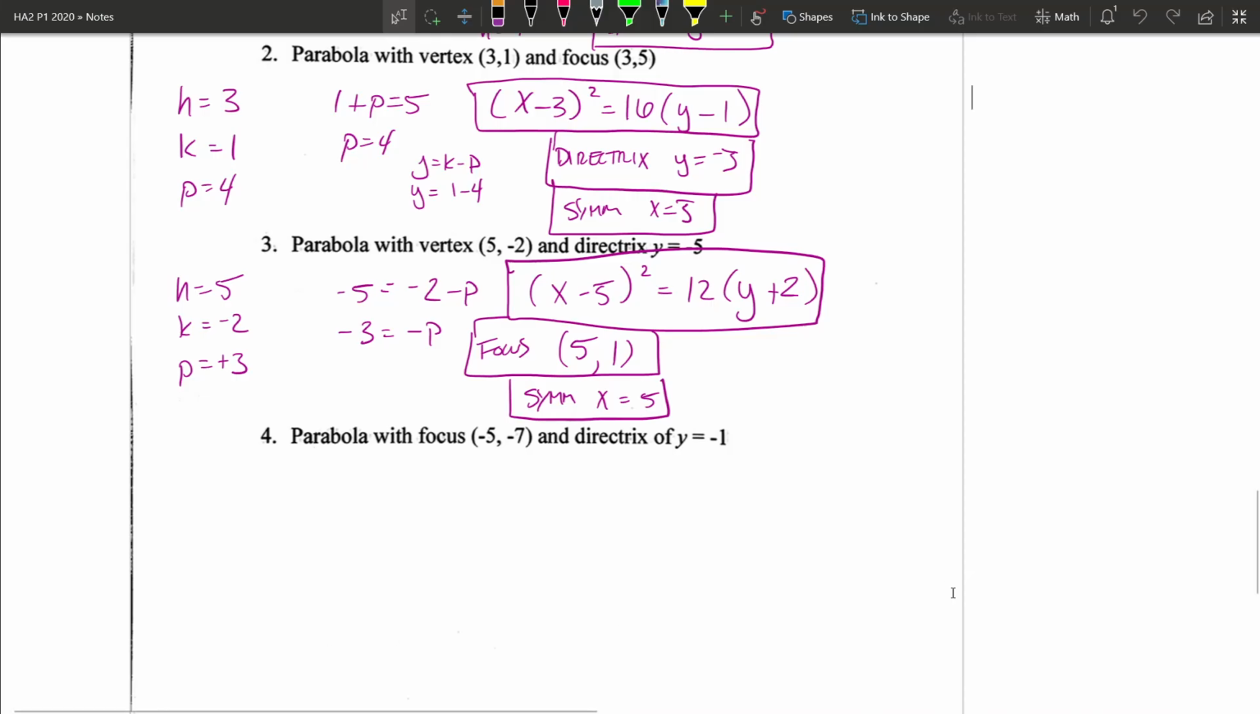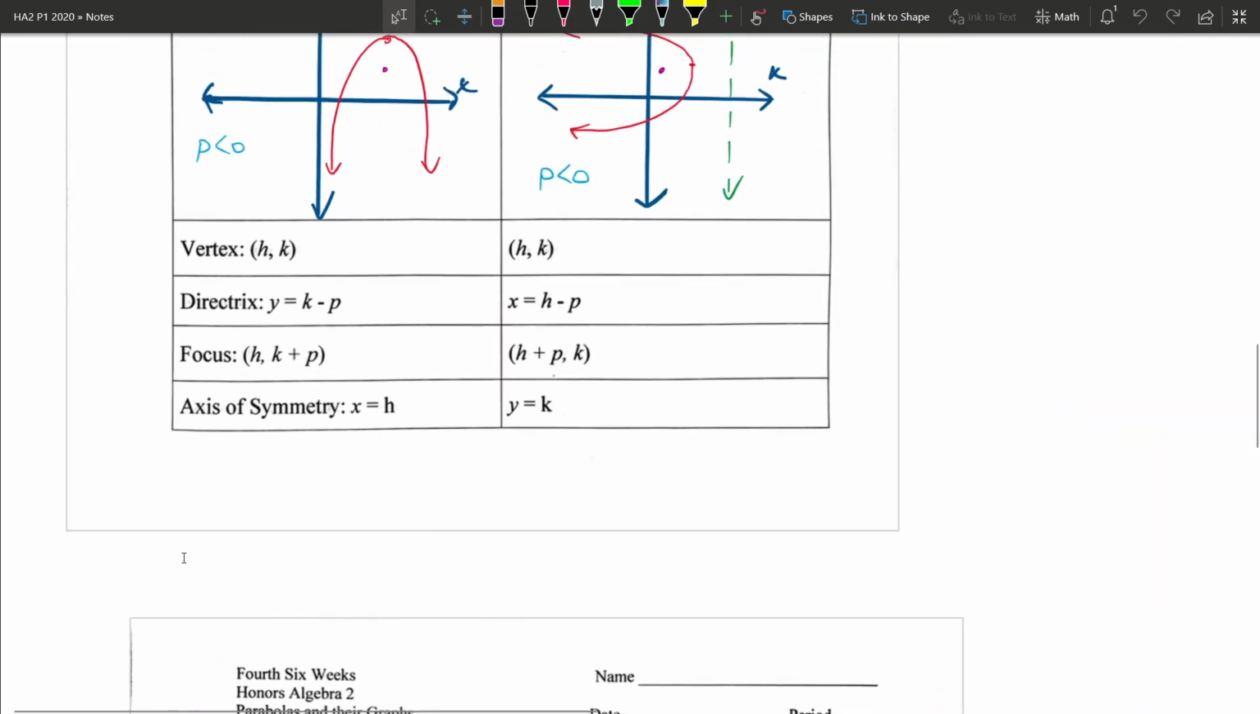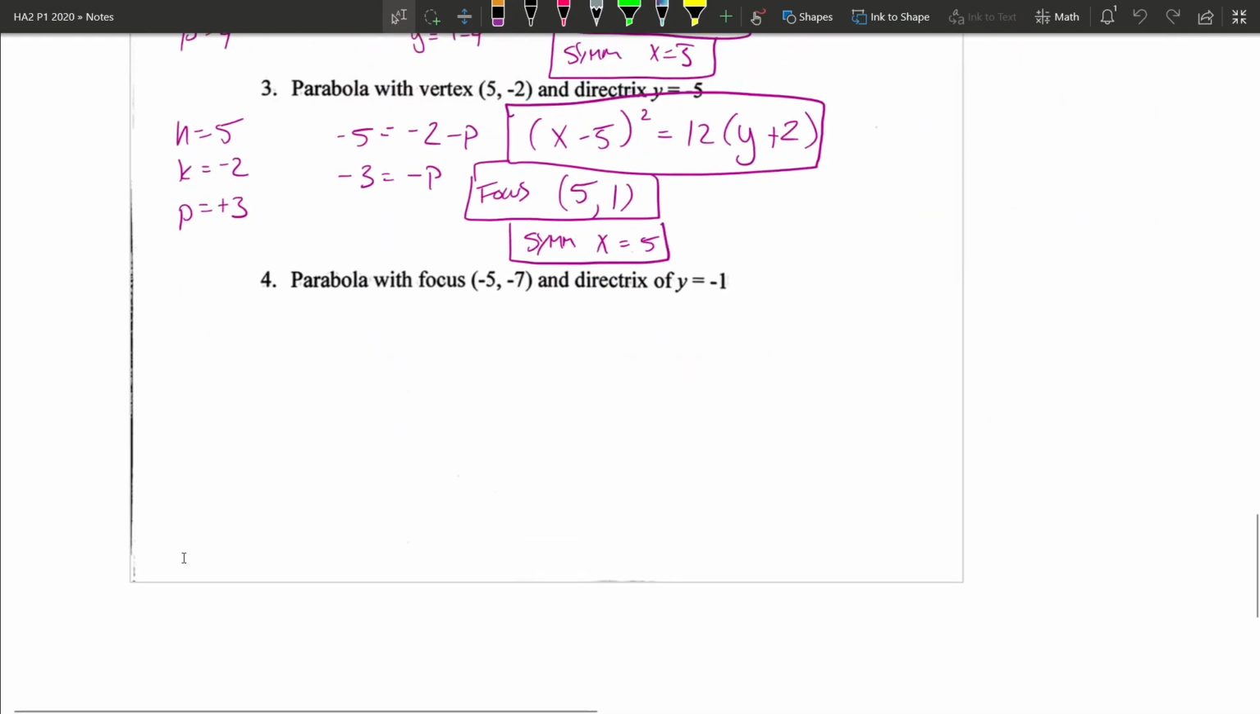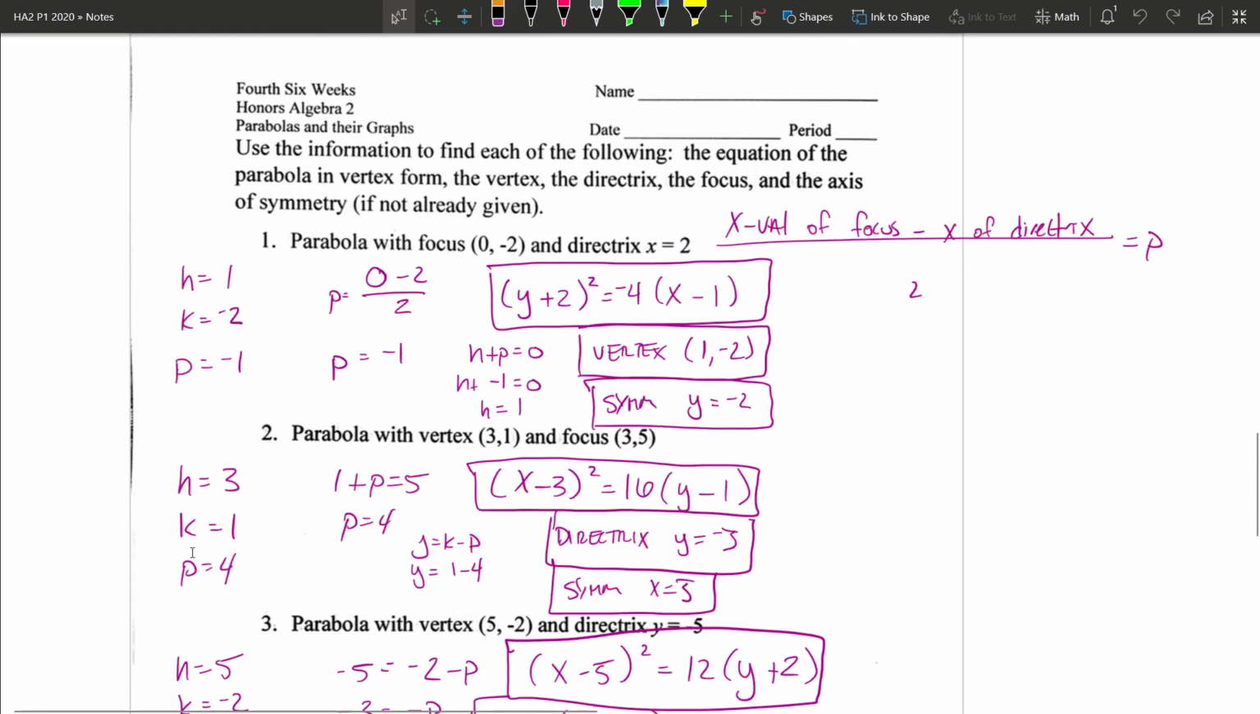Start trusting my gut here. All right, let's do the last one. This time is not as convenient because we don't get the vertex straight off the bat. That kind of sucks. We get our focus, though, and our focus tells us, let's see, is this a vertical or horizontal? So y equals, so it's another vertical.